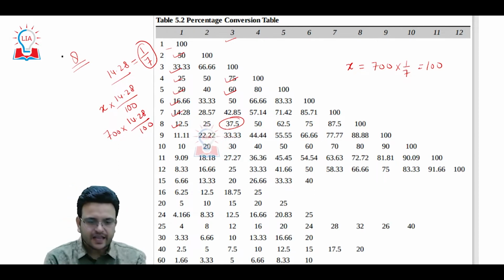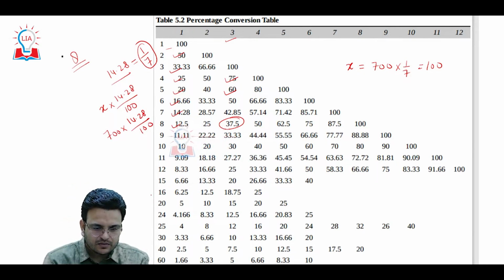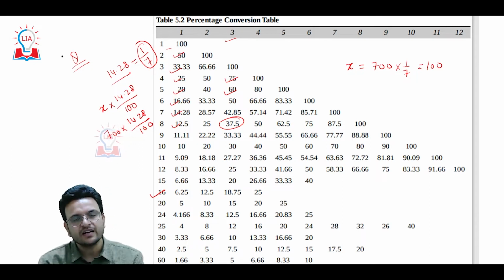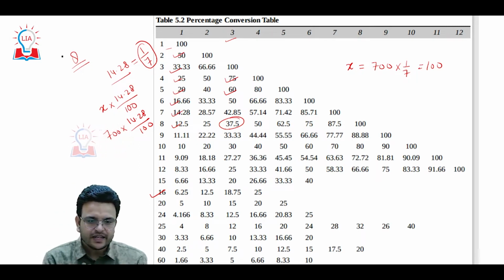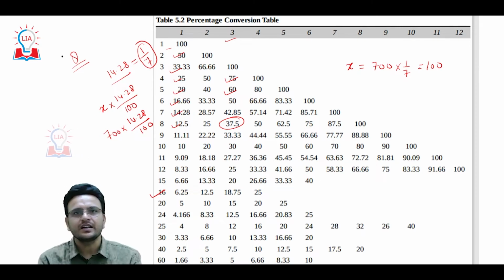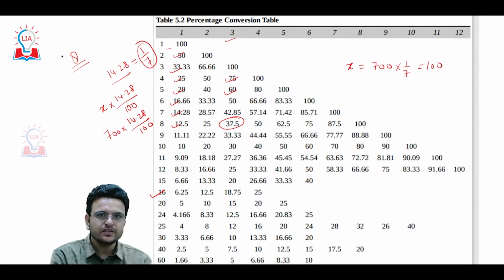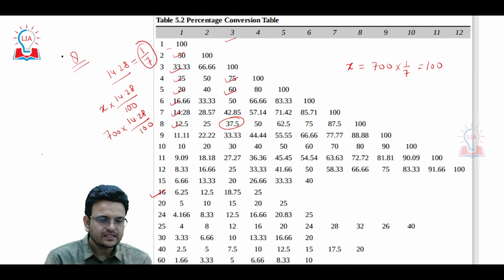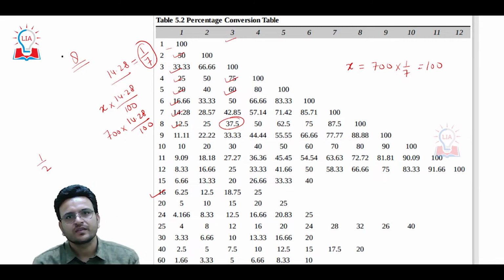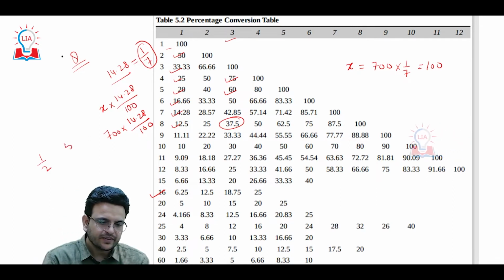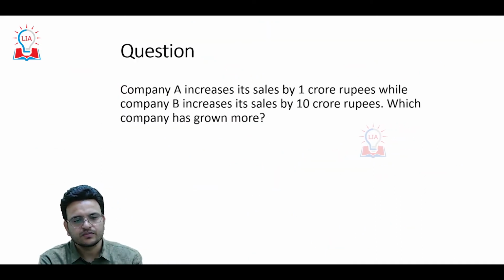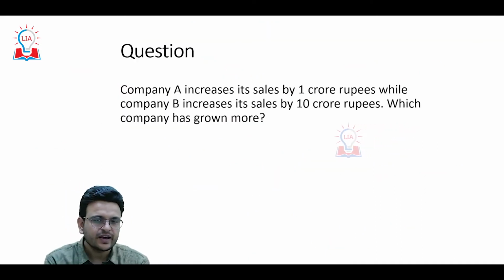So I will suggest at least till 1 upon 16, or if possible, try to get at least 1 upon 20. These values will be very helpful to solve the questions. So again, I want to say that percentage is nothing but simplification of the ratio. Either you write it as a ratio or you write it as a percentage. Both are the same thing. You are writing 1 upon 2 or you are writing 50%. Both are the same.